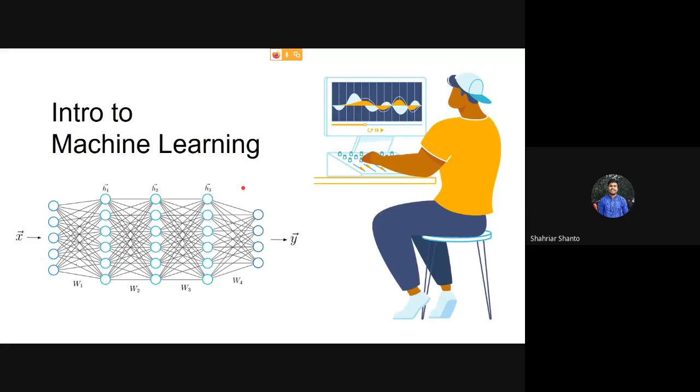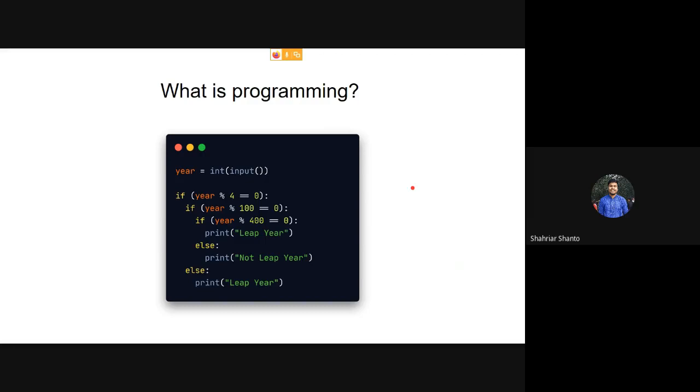So we are beginning an intro to machine learning. First of all, what is programming? Programming is writing a program or a set of commands that the machine will sequentially and exactly follow, and do whatever we want, right? So the logic is written by us humans.